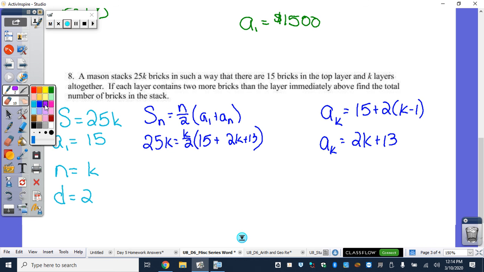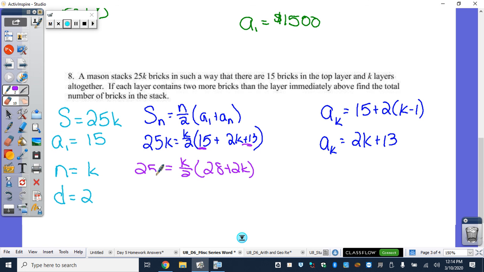So cleaning up inside my parentheses here, I got 28 plus 2K times my K over 2 equals my 25K. Now there are a lot of different ways you can go about solving this from this point. So I'm going to give you a minute. I want you to go with whichever method works for you. Go ahead and finish solving that.